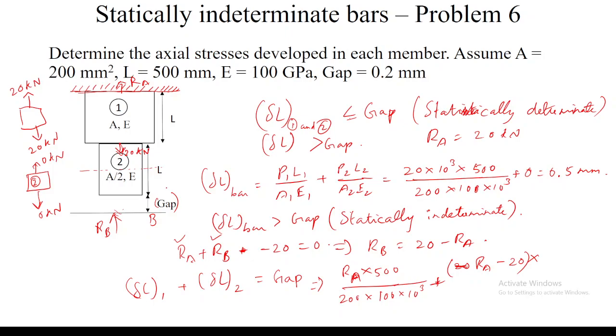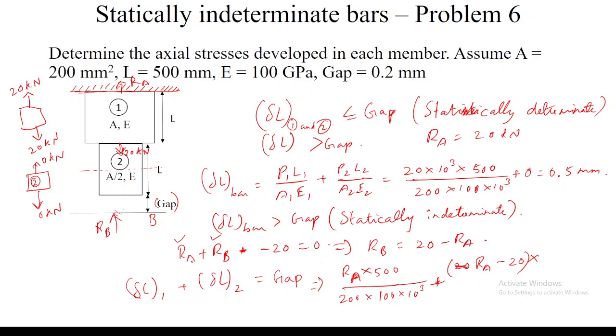For statically determinate there is no force, but when you calculate delta L of the combined thing, it turns out the value is greater than the gap. In reality, the combined deformation cannot be more than the gap. So delta L of 1 plus delta L of 2 equals the gap. Since it is greater than the gap, we equate it to the gap so that we can find out the reaction force RA.